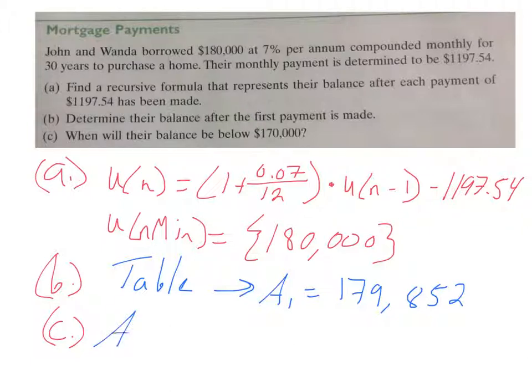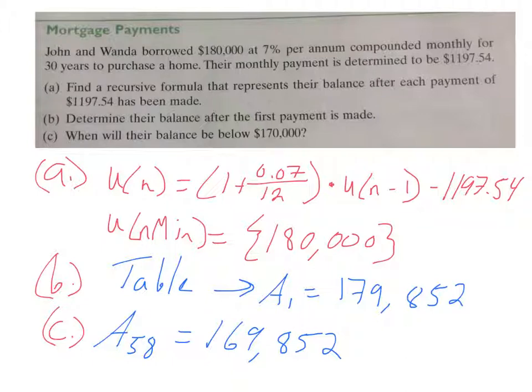So after 58 months, we're going to be down to $169,852 left to pay off. So that's almost 5 years. 58 months is a little bit less than 5 years, right? 60 months would be 5 years. So it's going to take us a little bit less than 5 years to get down to $169,000.